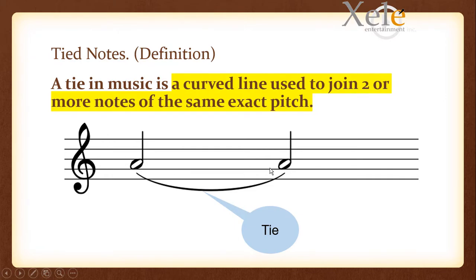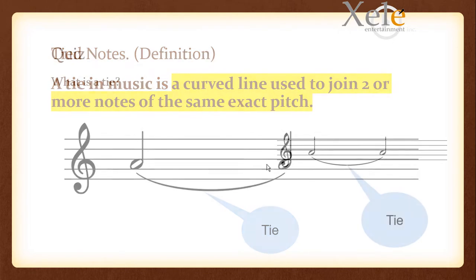And you see this note here, the same exact pitch. It's on the same exact space on the staff. And right here you have this curved line joining both of them together. Now this curved line is what is known as the tie. So a tie is this curved line that is used to join 2 or more notes, these 2 notes having the same exact pitch. That's what a tie is.